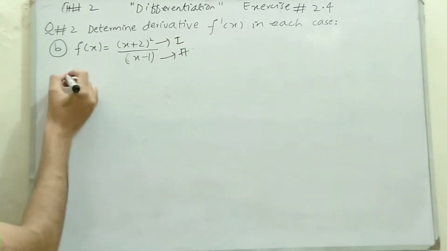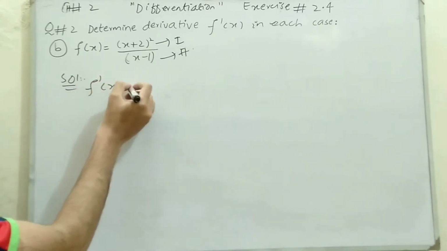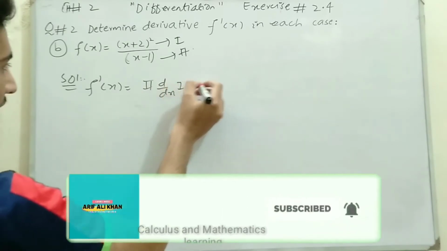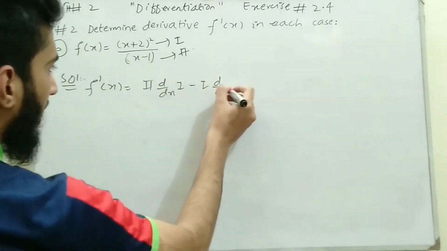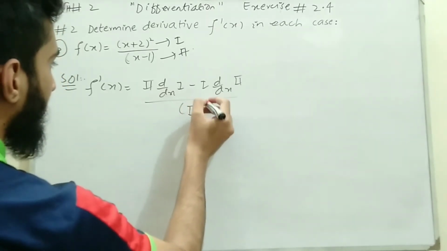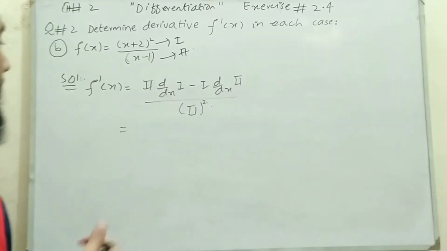So you know that the formula for the derivative in fraction form is f prime of x is equal to second function multiplied by the derivative of the first function minus first function multiplied by the derivative of the second function, divided by second function whole square. This is the formula. Using this formula we get the required result for the derivative of f of x.